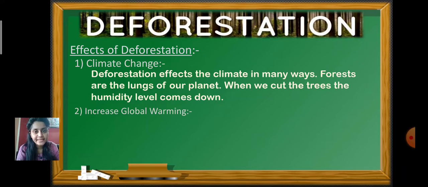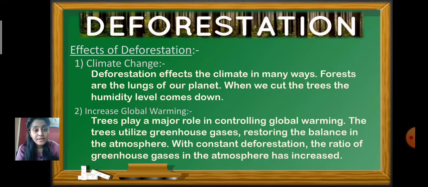Now see the second effect, increase in global warming. Let's see. Trees play a major role in controlling global warming. The trees utilize greenhouse gases, restoring the balance in the atmosphere. With constant deforestation, the ratio of greenhouse gases in the atmosphere has increased. So see what's in this point. Trees play a major role in controlling greenhouse gases.